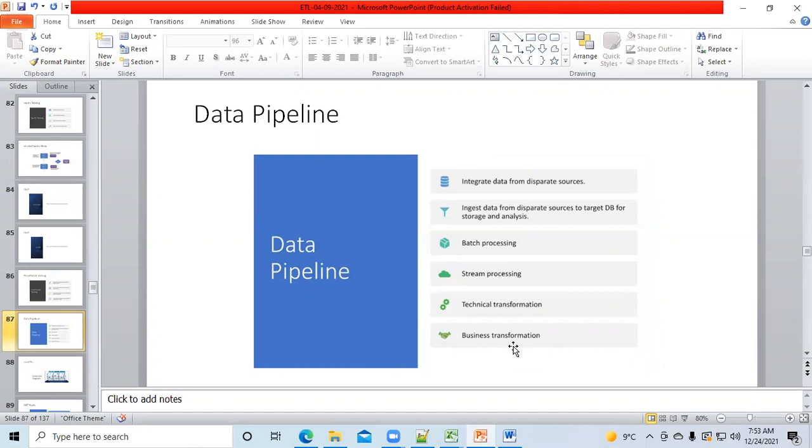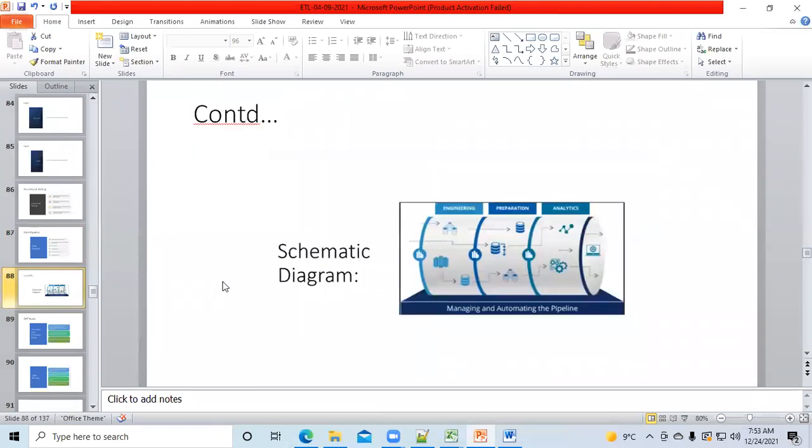Any question, guys? I think the same thing we are repeating here. Anything you want to discuss? Any confusion? No. Okay, fine. So this is the example of data pipeline.